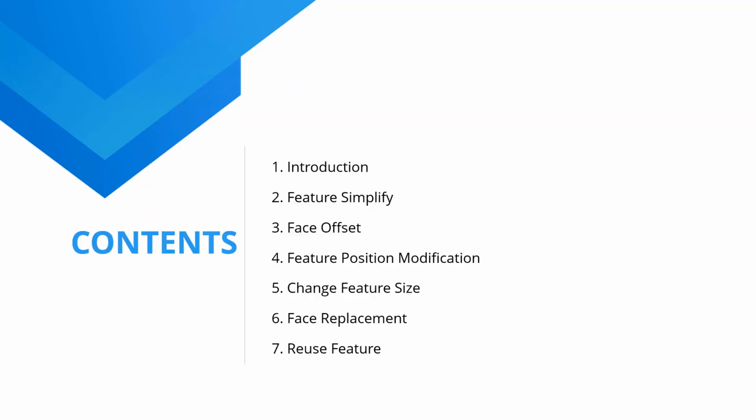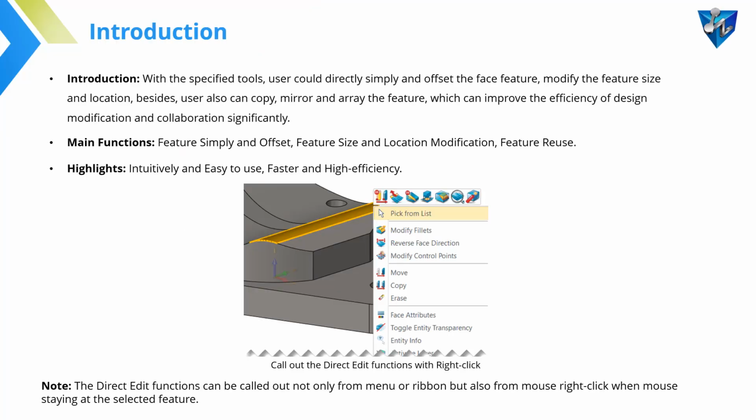In terms of Direct Edit, we will talk through 6 subtopics. First, Introduction. Second, Feature Simplify. Third, Face Offset. Fourth, Feature Position Modification. Fifth, Change feature size. Sixth, Face replacement. Seventh, Reuse feature. Okay, let's go into the details of these subtopics one by one.